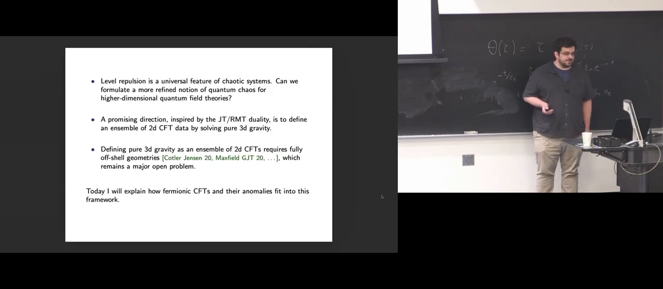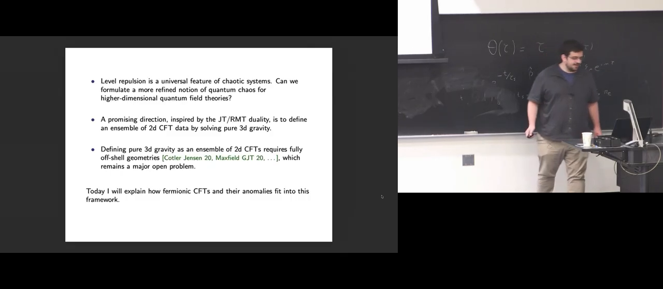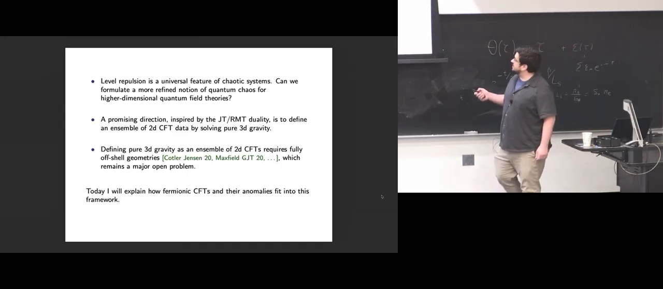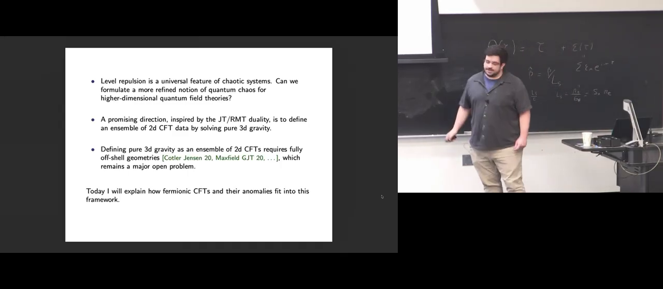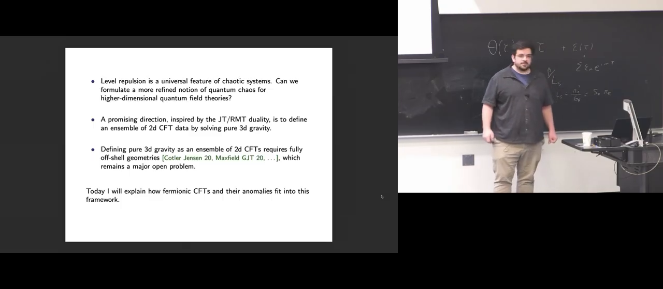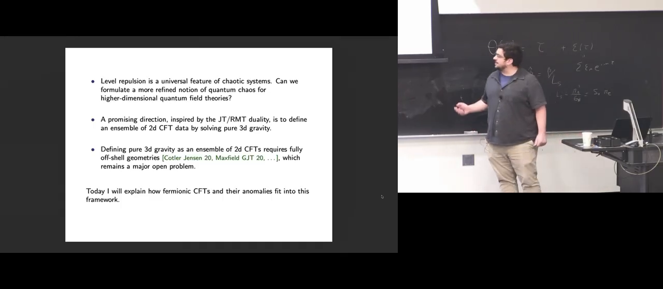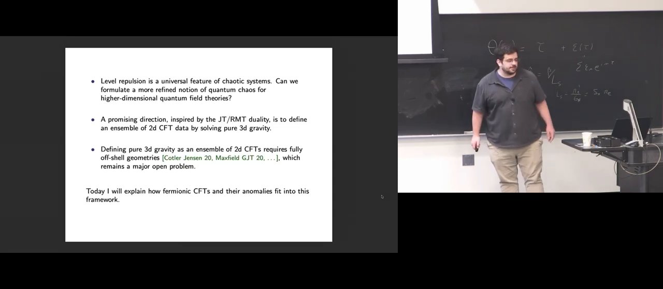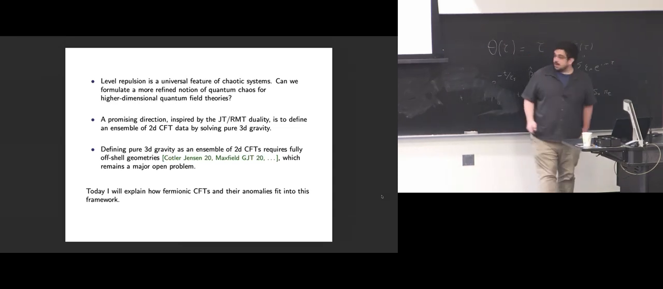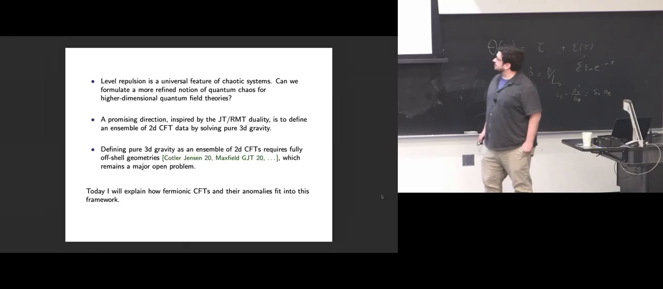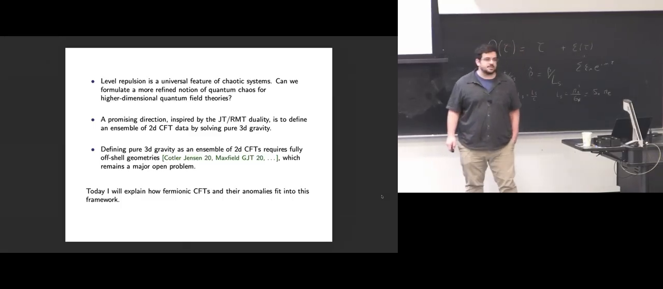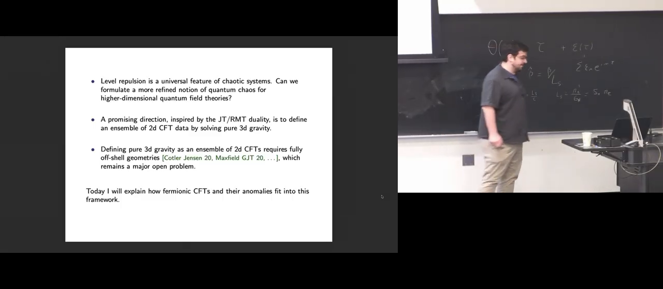Now, defining pure 3D gravity requires fully off-shell geometries, I believe, at least. This was mainly proposed in a paper of Cotler and Jensen, where they introduce the torus wormhole to reproduce level repulsion. It's a refinement of this double cone to the exact 3D gravity path integral. And in a paper with Maxwell, we also proposed that you need fully off-shell geometries to resolve some pathologies if you try to compute the 3D gravity partition function.